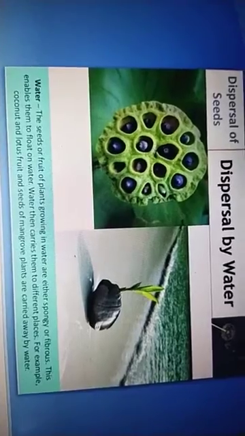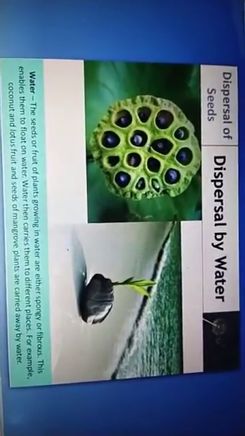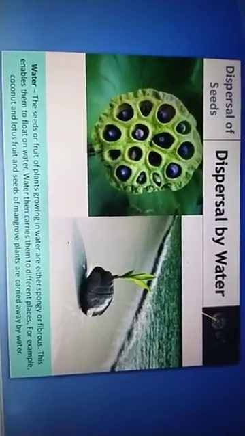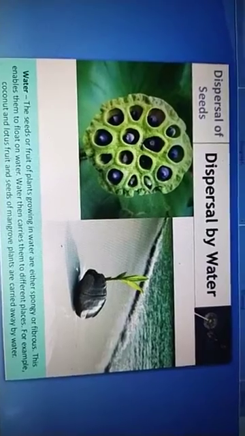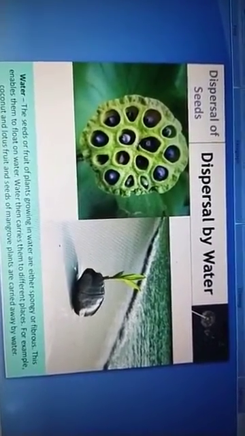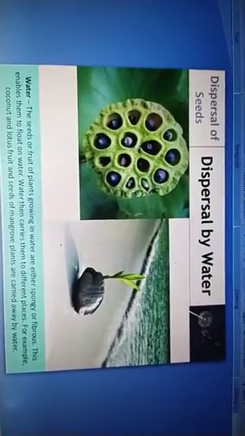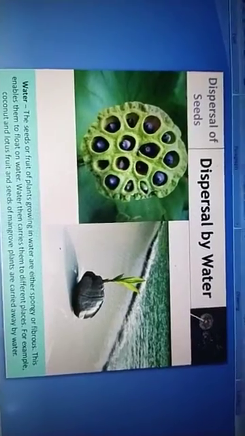Okay, our next point is dispersal by water. The seeds of fruit of plants growing in water are either spongy or fibrous. This enables them to float on water. Water then carries them to different places. For example, coconut and lotus fruit and seeds of mangrove plants are carried away by water.